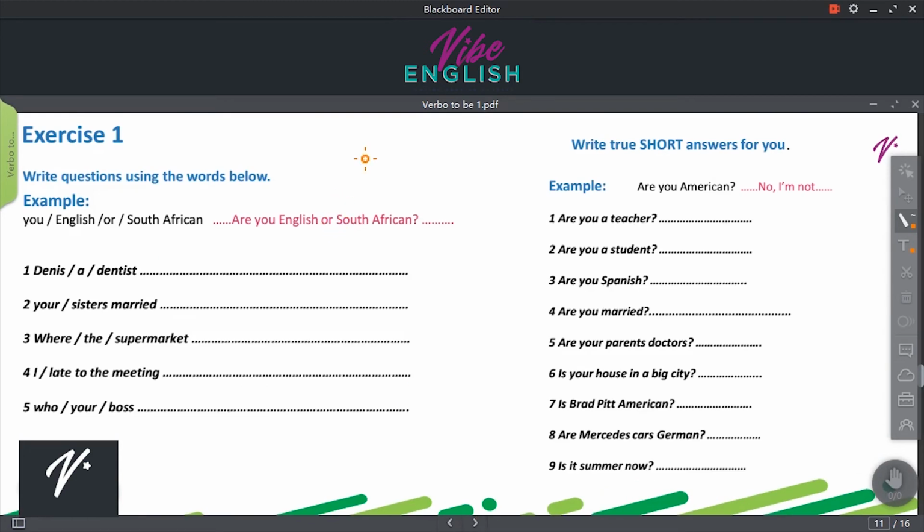Here we have some more exercises. In this case you have to write questions using the words below. Here's an example for you. So remember to think about that word order in the questions, and here write true short answers for you. For example, are you American? No, I'm not. The questions here are: are you a teacher? Are you a student? Are you Spanish? Are you married? Are your parents doctors? Is your house in a big city? Is Brad Pitt American? Are Mercedes cars German? Or is it summer now?